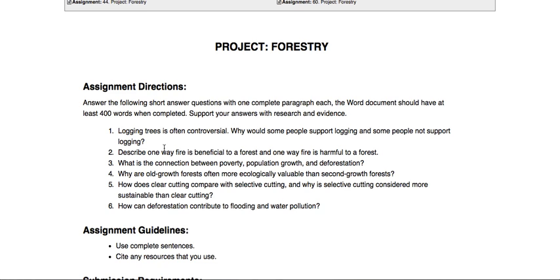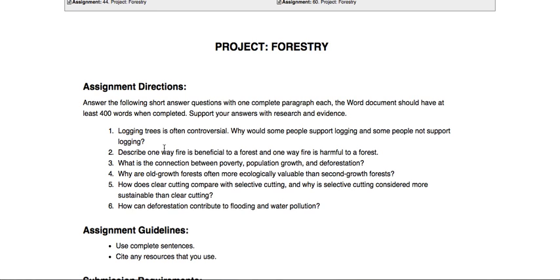And then finally, how can deforestation contribute to flooding and water pollution? That talks about the effects of deforestation, again going back into the lesson or on the internet, because the lesson does go over a lot, but there are other reasons you can find online for how deforestation can contribute to this. And again, I would urge you to please cite that source so I know where you got it from, either parenthetically or at the end of the Word document.